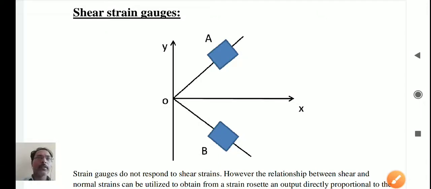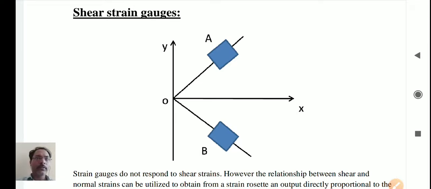Today we are going to start with the shear strain gauges. In the last class we solved some of the problems of strain gauge rosettes. This is the next topic in the syllabus of the second module, and here we have to study the shear strain gauges.